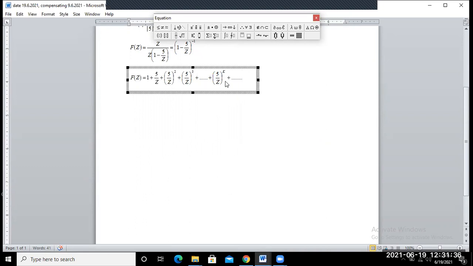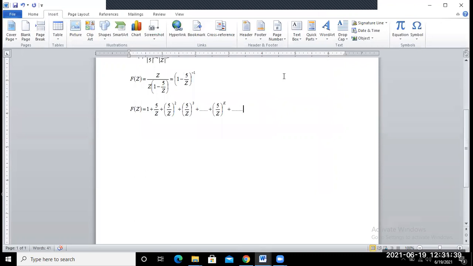So now we want to find out the coefficient of z to the power minus k. Okay, so the coefficient of z to the power minus k we can obtain from this equation if we write 1 plus 5 z to the power minus 1, 5 square z to the power minus 2, 5 cube z to the power minus 3, up to 5 to the power k z to the power minus k.